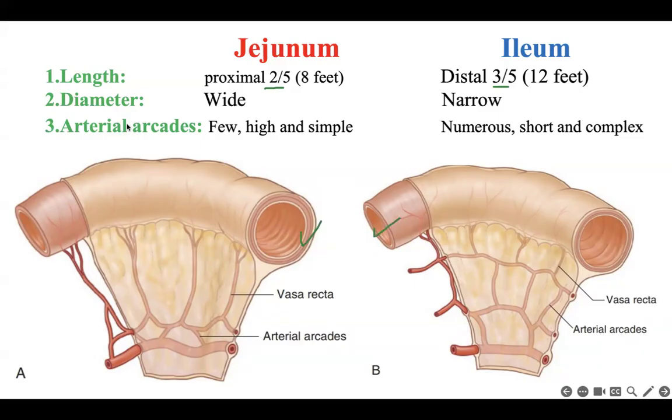Okay. What is meant by arcades? The jejunum and the ileum, or the small intestine, are part of the midgut, in embryology. And the artery of the midgut is the SMA, the superior mesenteric artery. The superior mesenteric artery supplies the jejunum and the ileum. This is the jejunum, and here also the SMA, and this is the ileum.